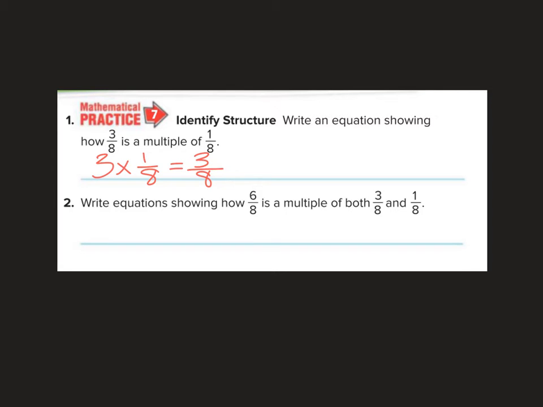Okay, so if we're going to write equations showing how 6/8 is a multiple of 3/8 and 1/8, I can do this. I notice that if I take 6 times 1/8, that will give me 6/8. Or I ask myself, 3 times what equals 6? So I could do 2 times 3/8 to get 2 times 3 is 6/8. Notice how I'm doing that? I'm doing 6 times 1 is 6, 2 times 3 is 6, and my eighths just stay the same. Okay, let's try some more examples here.